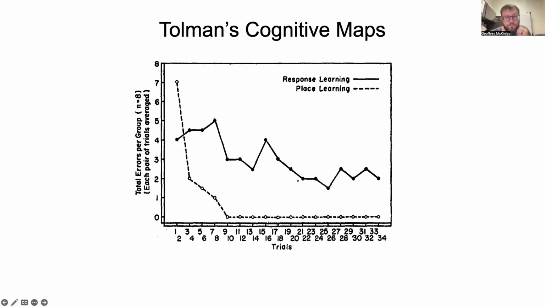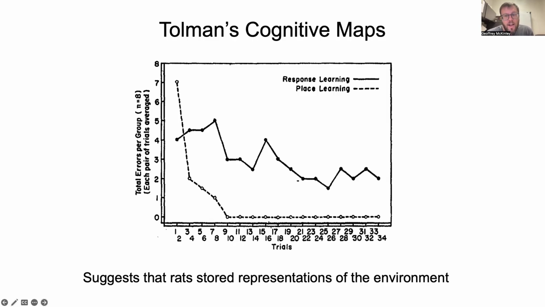So here's the data, right? This shows the total number of errors for rats in the response learning condition as well as rats in the place learning condition as a function of trials. And you see that the response learning condition is not doing very well. The rats in the group that had to do the same response over and over and over again didn't actually do that well. Whereas the rats in the place learning condition rapidly learned the location, the place of the food. So this strongly suggests that rats stored representations of their environment. In other words, they have stored cognitive maps of their environment.